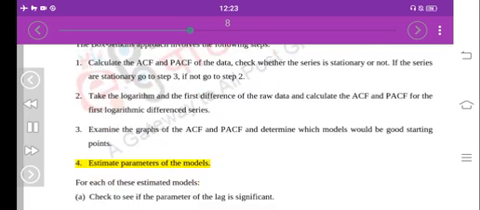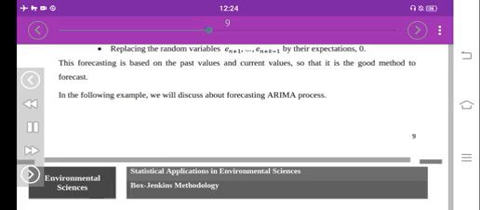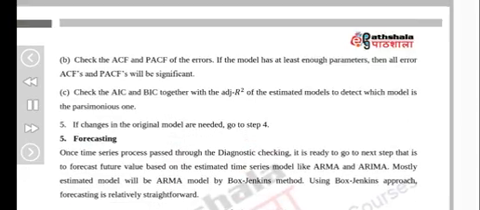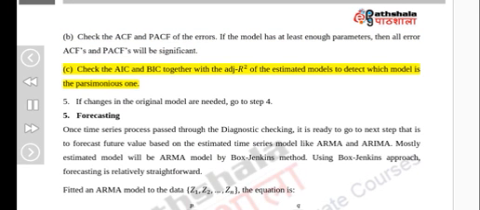4. Estimate parameters of the models. A. For each of these estimated models, check to see if the parameter of the lag is significant. If not, then you probably have too many parameters, and should decrease the order of p and or q. B. Check the ACF and PACF of the errors. If the model has enough parameters, then all error ACFs and PACFs will be insignificant. C. Check the AIC and BIC together with the R-squared of the estimated models to detect which model is the parsimonious one. 5. If changes in the original model are needed, go to step 4.